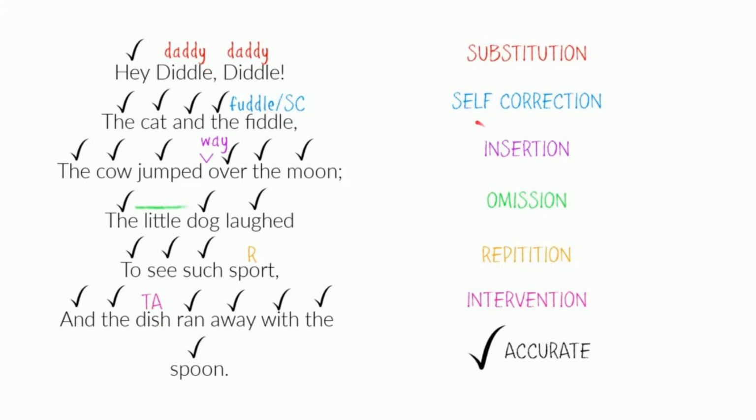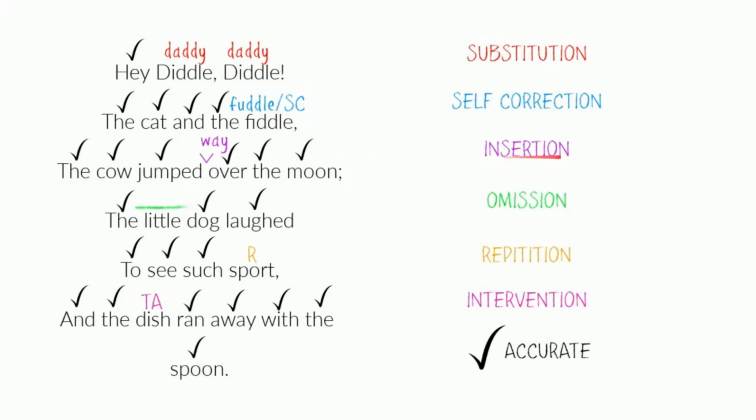Then we have self-corrections. A self-correction means the student says the word incorrectly, but corrects themselves right after their error. In this situation, you would write the word they said, and then SC stands for self-correction. And this would not count as an error on a running record, but you would still mark it.